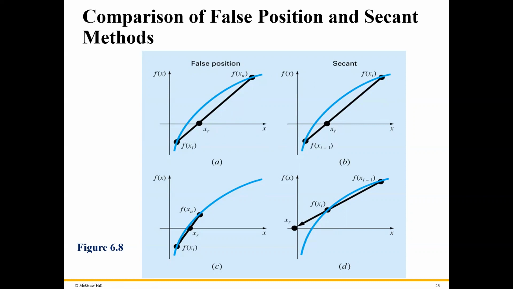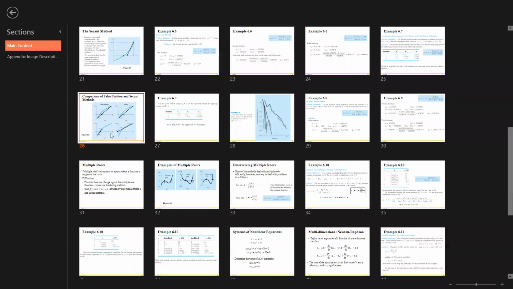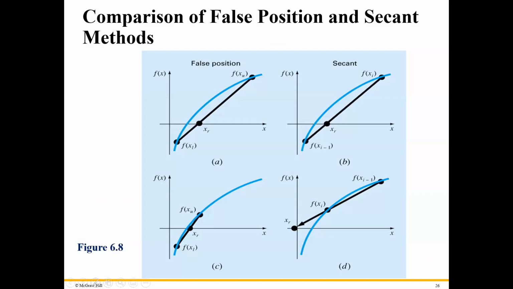Why? Because in this case, for example, in the false position method, we have this XR over here. And from this value of XR, we will move to this point, and now we will bracket this area. So if we move from XR to this point, this point is over here. So this point will now become XU.